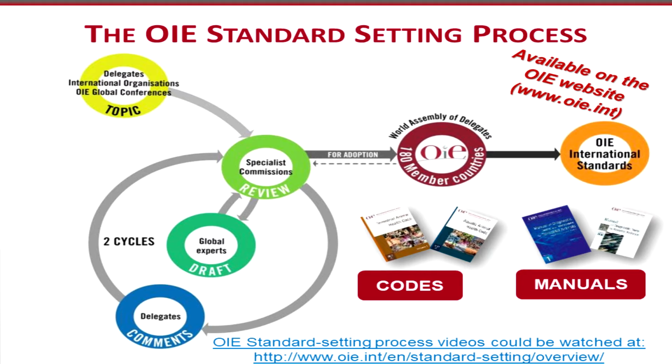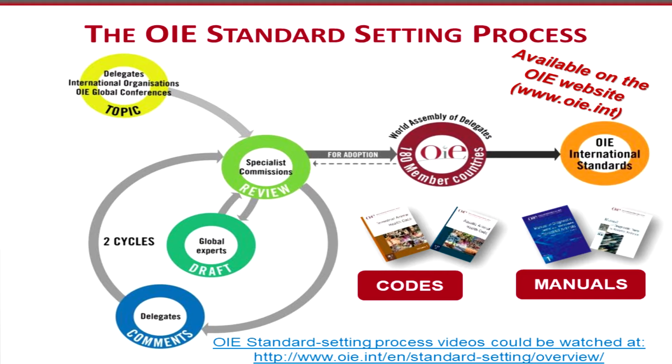This draft will be sent back to the Specialist Commission, which then sends it to the delegates for comments. The delegates, as I told you, are the country representatives, and these are usually the directors of veterinary services or their representatives. They will look at that, make their comments, and send it back to the Specialist Commission, who will then take it to the General Assembly for adoption. If it's not adopted, it's taken back to the specialists for review, and once adopted, it becomes an international standard.